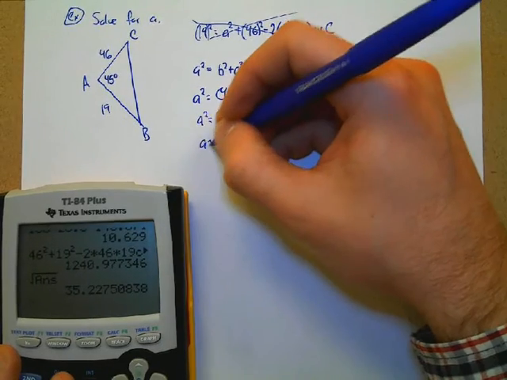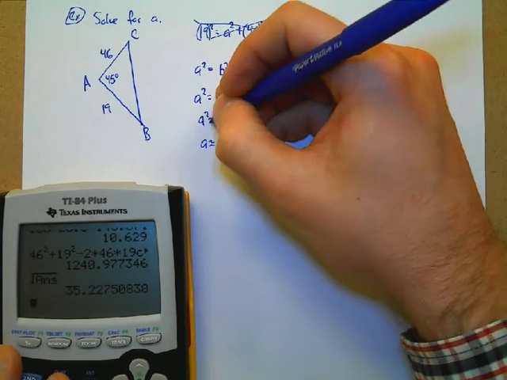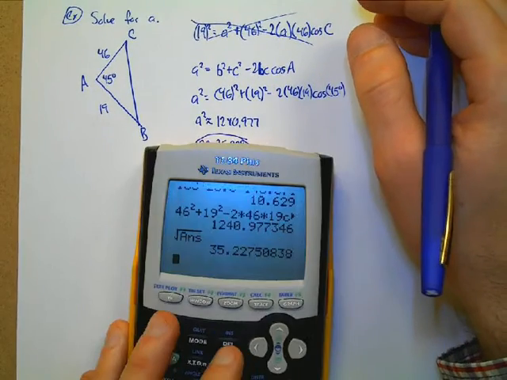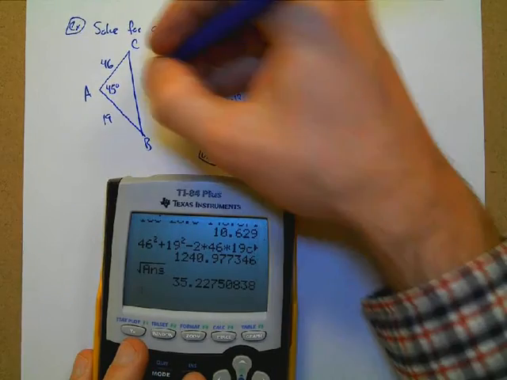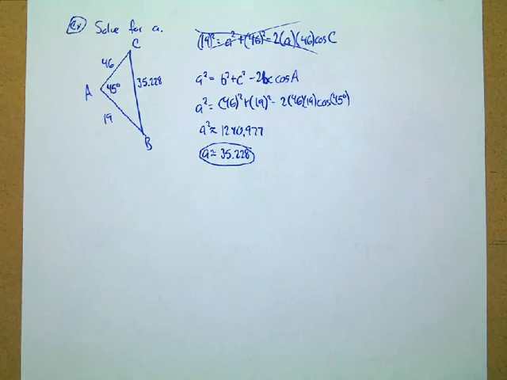If you wanted to continue from here, how would we proceed? What could we use? Yeah, it's law of sines. We can use law of sines now. We have an angle and opposite side pair. We can now just use law of sines and go from there.